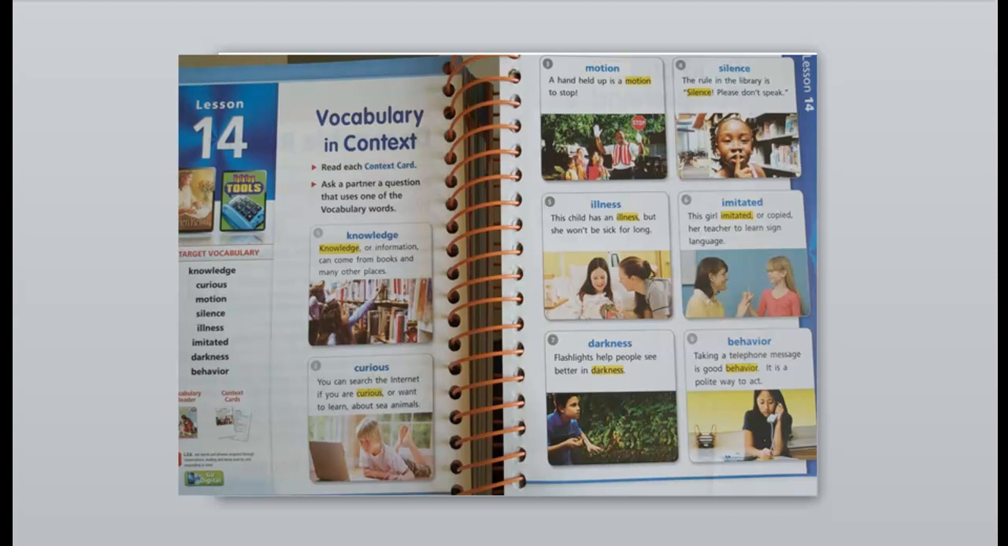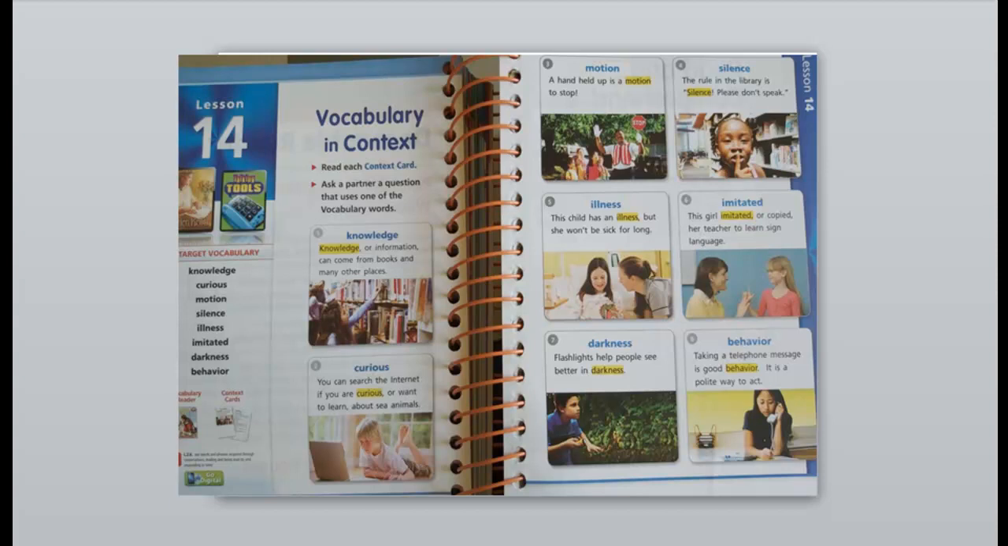Knowledge or information can come from books and many other places, right? It can come from your family and friends, from books and stories, from school and teachers, right? Okay, let's see our next example. Curious. You can search the internet if you are curious or want to learn about the animal, right? Everything you want, guys, is on the internet now. Or you can ask mom and dad. They can get you important and beneficial links, so you can have more and more knowledge or information about something, right?